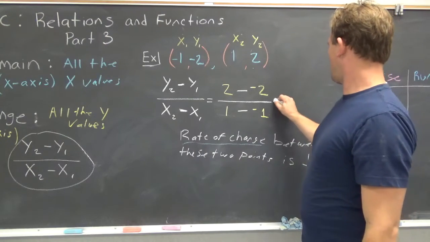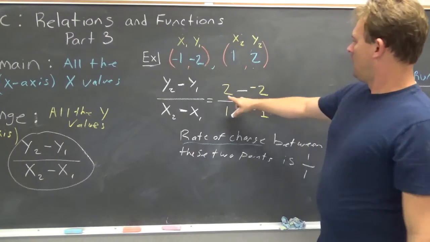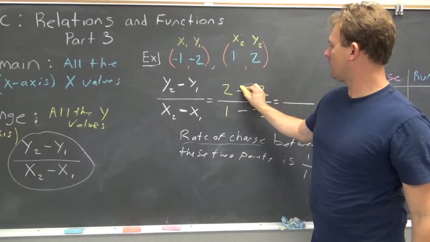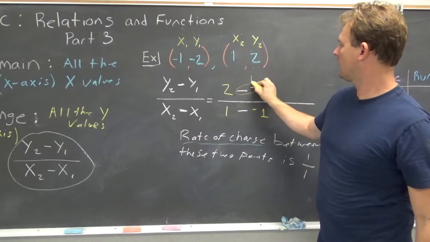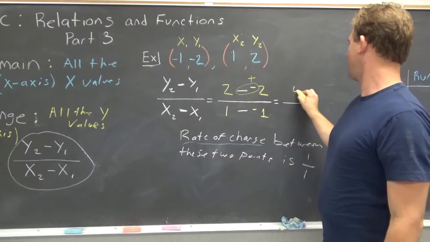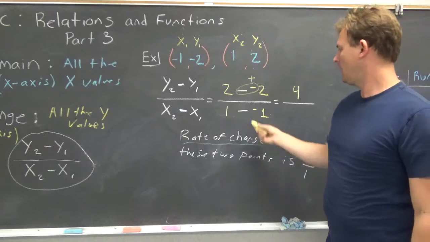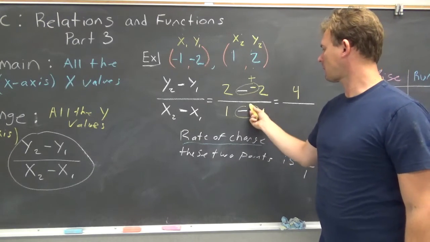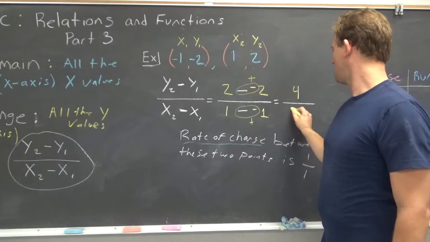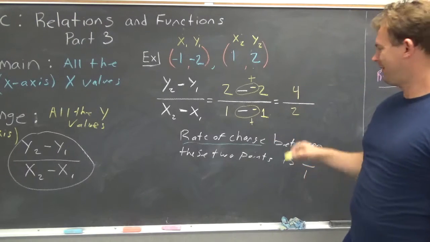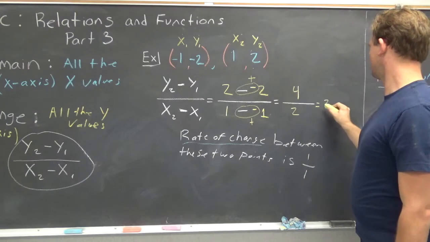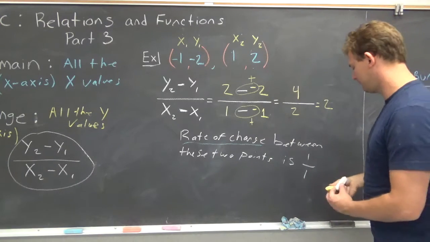So this should be 2 minus -2. Remember this right here can turn into a positive. So that's going to be 4. And what happens here? Positive. Now what's 4 divided by 2? 2.